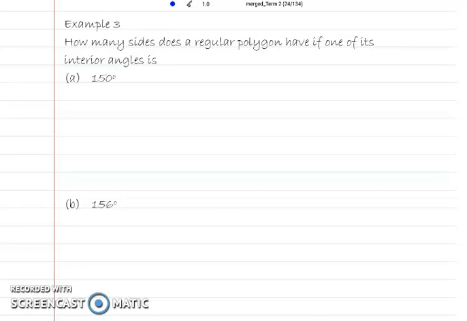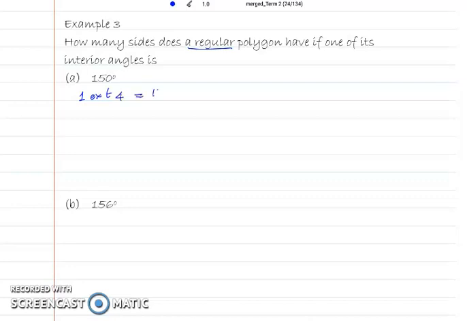So first of all, the examiner says that this polygon is a regular polygon. It means that each interior angle, all interior angles, have the same magnitude. All exterior angles have the same magnitude. Additionally, the sum of the exterior angles of all polygons is 360 degrees. All right, so first of all, let's get the size of one exterior angle.